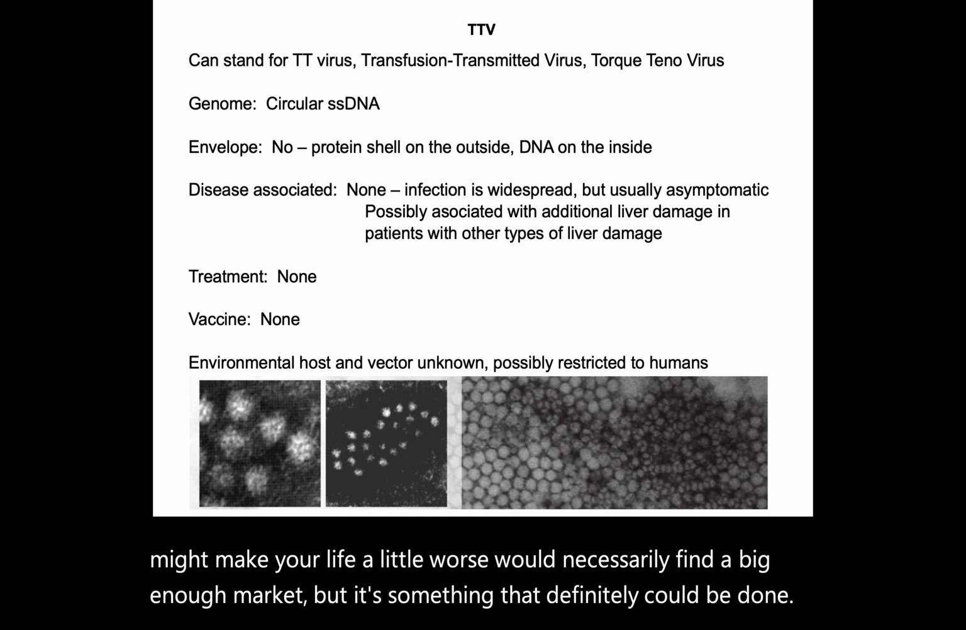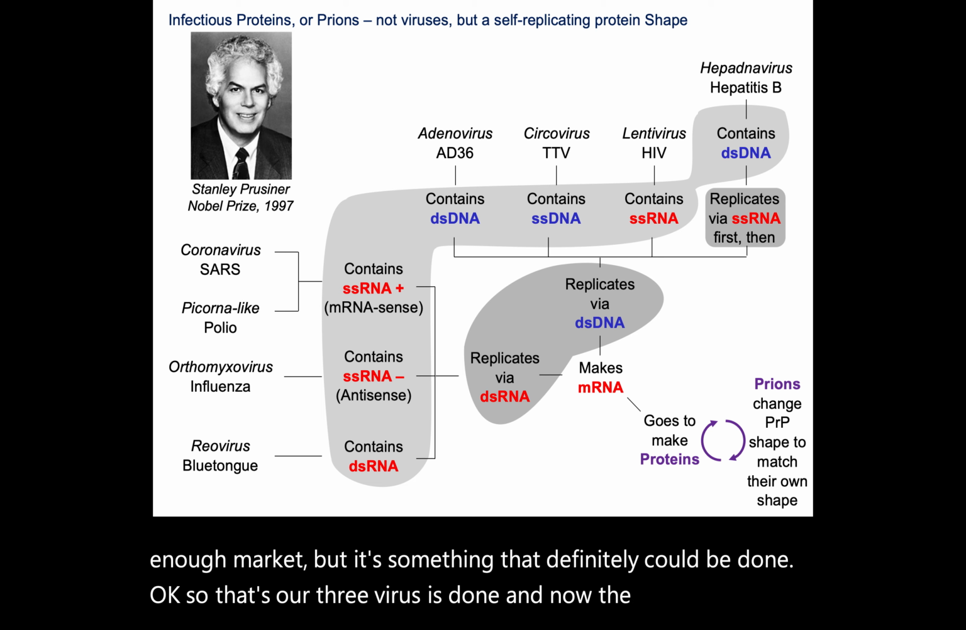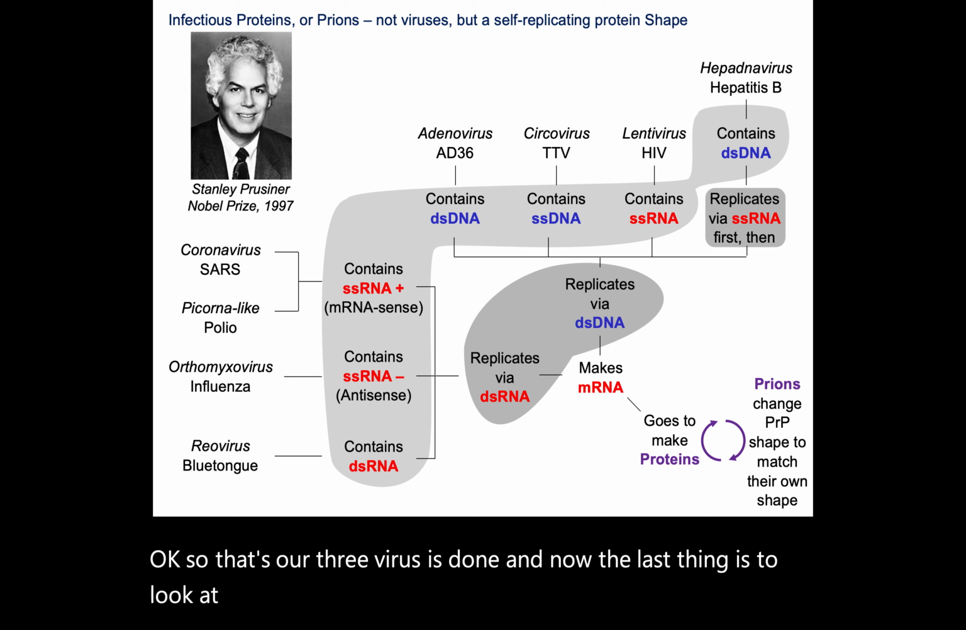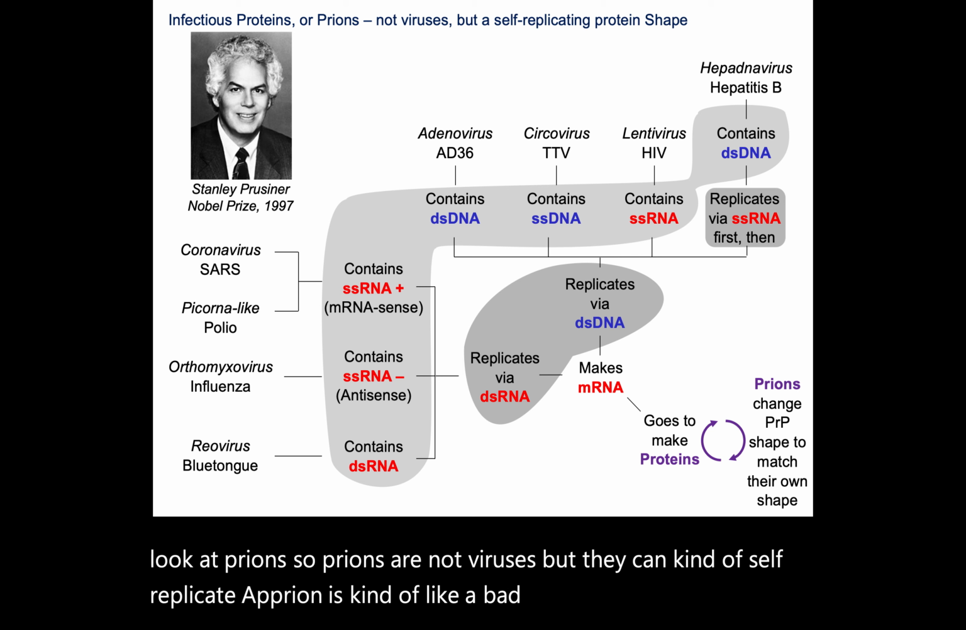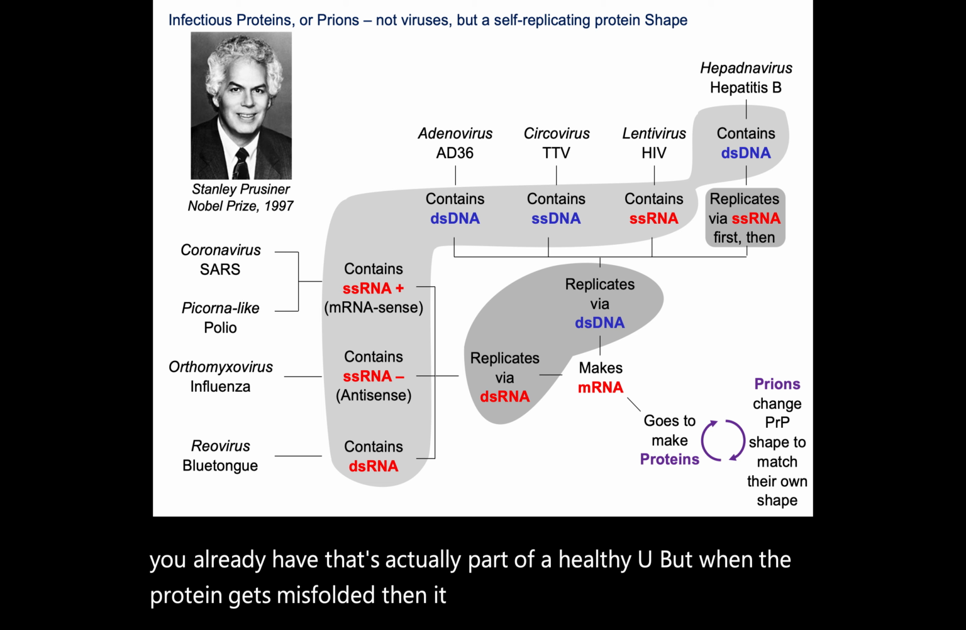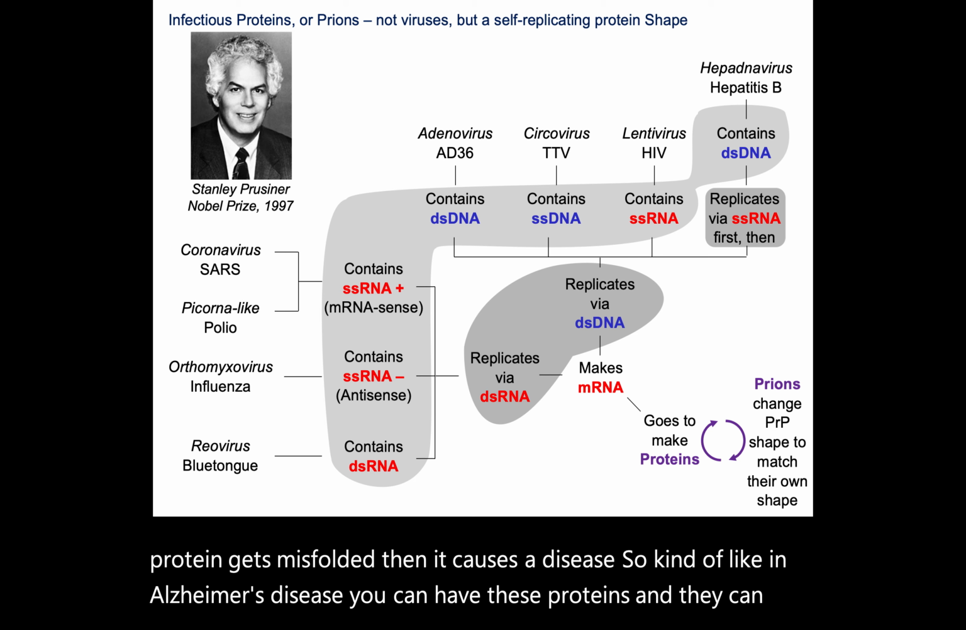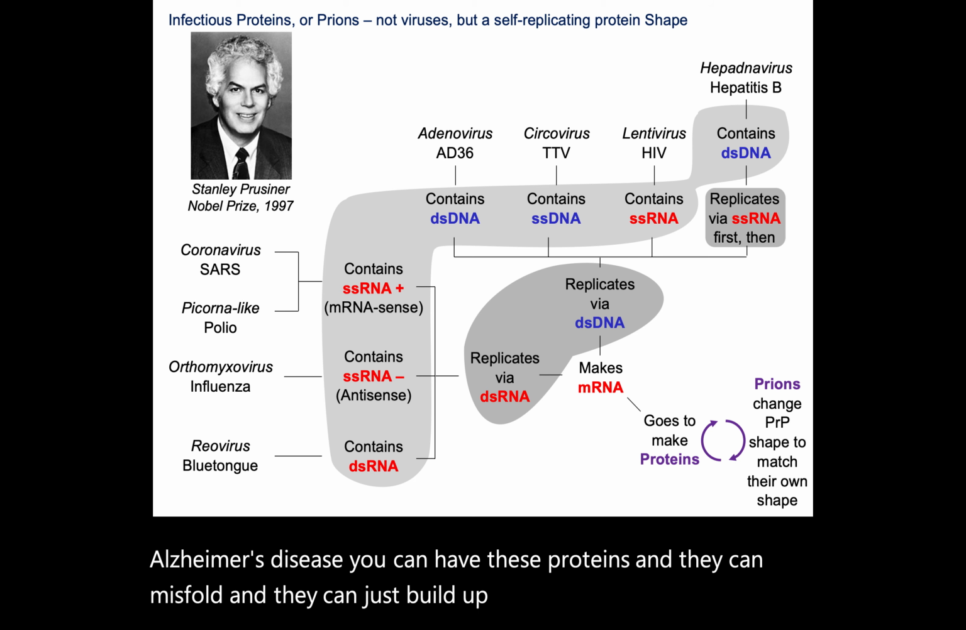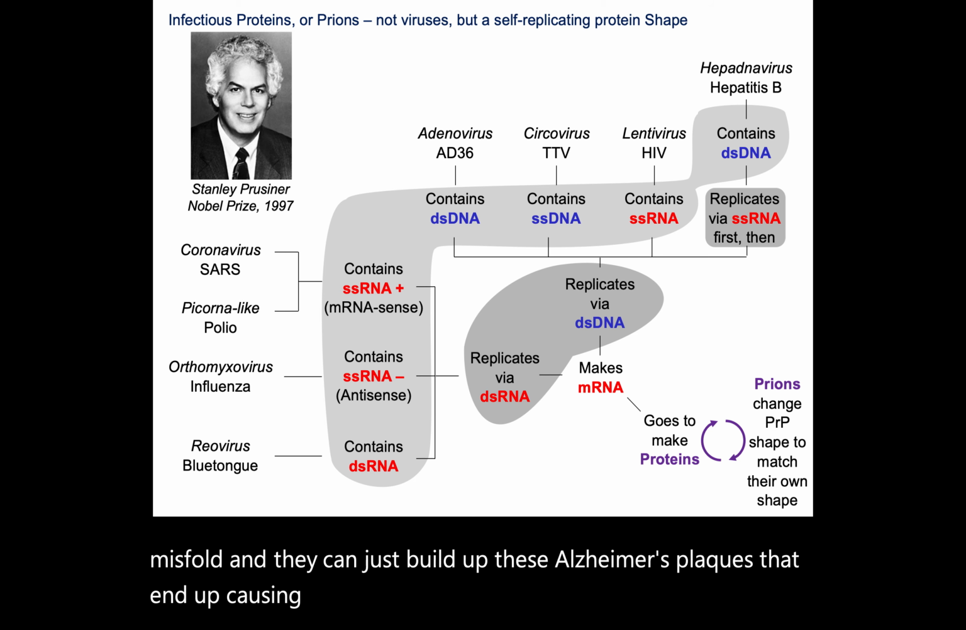Okay, so that's our 3 viruses done, and now the last thing is to look at prions. So prions are not viruses, but they can kind of self-replicate. A prion is kind of like a bad idea. It's a protein that you already have that's actually part of a healthy you, but when the protein gets misfolded, then it causes a disease. So kind of like in Alzheimer's disease, you can have these proteins and they can misfold, and they can just build up these Alzheimer's plaques that end up causing a lot of inflammation and just lead to bad stuff happening.